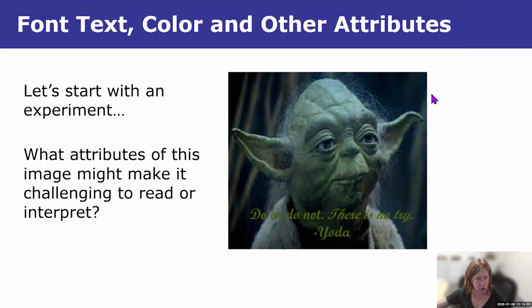Anyway, so this is a picture of Yoda. So this is an experiment. What attributes of this image would make it challenging for somebody with a vision impairment to see? What about this image would make it harder?